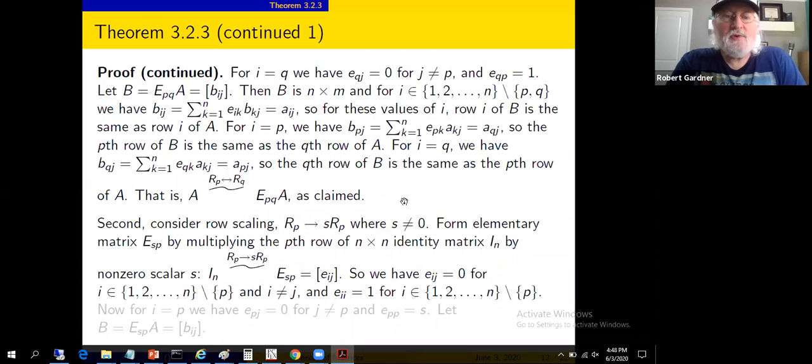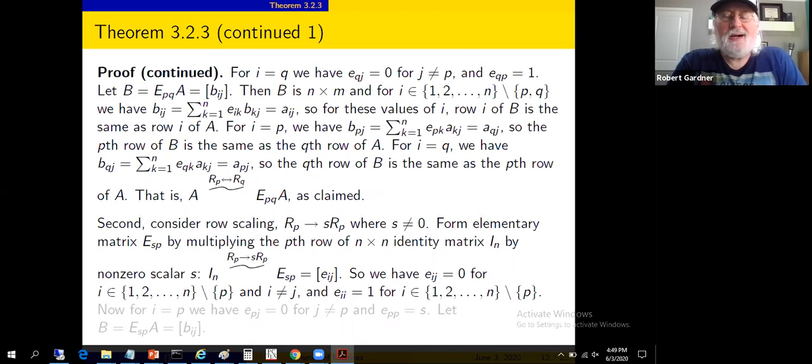Let's do the same thing for scalar multiplication. Row scaling, as they call it. Let's take row P and multiply it by S. For an elementary row operation, S by definition is non-zero.